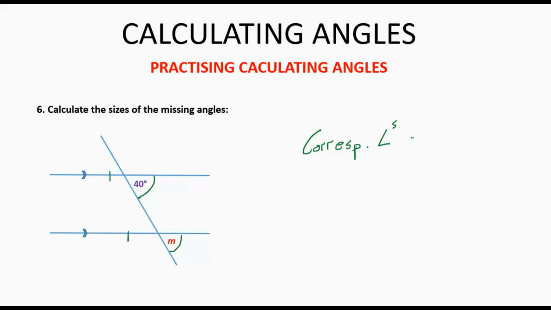And corresponding angles, our rule says, are equal. So if this angle here is 40 degrees, then angle M has to be equal to that. Very easy, this one. Angle M, therefore, also equals 40 degrees.